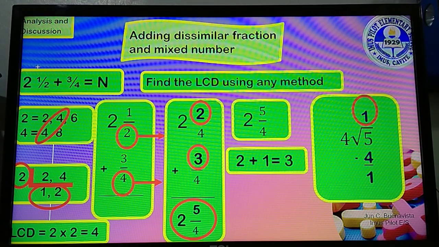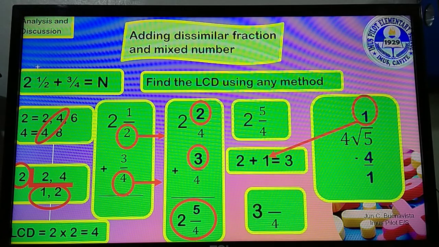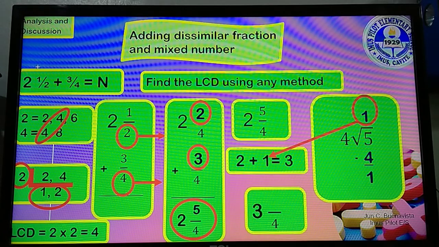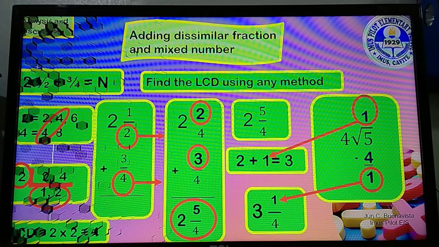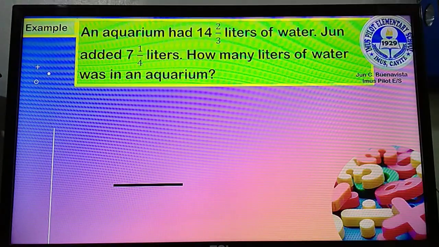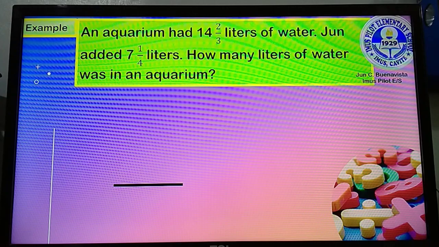So therefore now our answer is 3, and our denominator is 4. So we're going to copy that 4. The remainder is 1. So that will be now our numerator. So we put 1. And now, our answer in the problem is 3 and 1/4. Can you follow? Okay. So we have here another example.